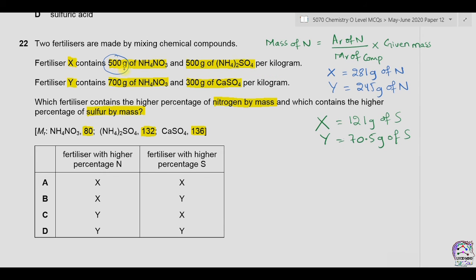As the total mass of fertilizer X is 500 plus 500, 1 kilogram, and also the fertilizer Y is 700 plus 300, 1 kilogram. So we can see that the mass of nitrogen is higher in X, and mass of sulfur is also higher in X. So therefore, fertilizer with higher percentage of nitrogen is X, while the fertilizer with higher percentage of sulfur is also X. So answer is A.